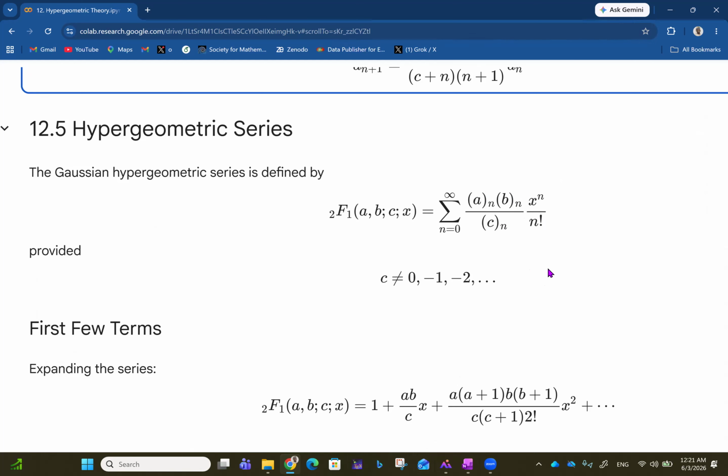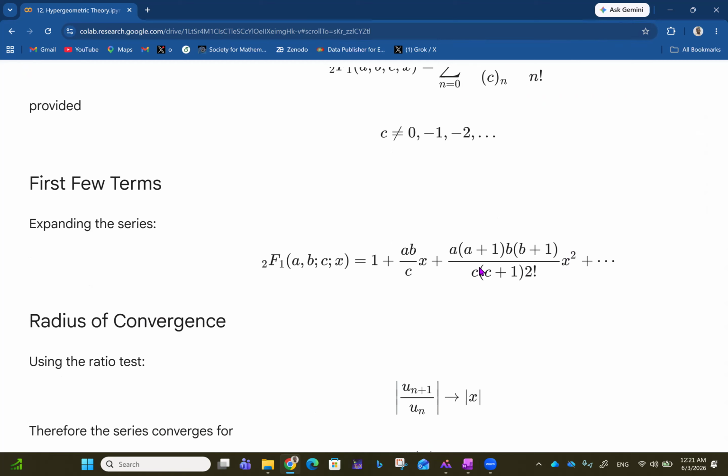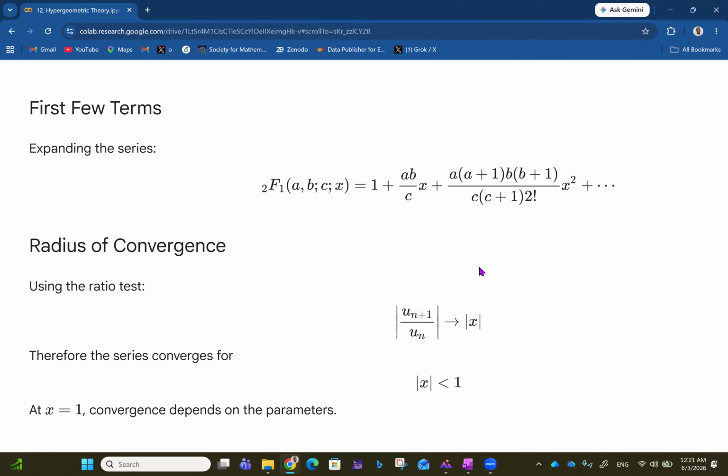Then x raised to power 2, that's why you have x squared here. N factorial, that is 2 factorial. And it goes on like that. So these are the first three terms of the hypergeometric series. And then we talk about the radius of convergence.